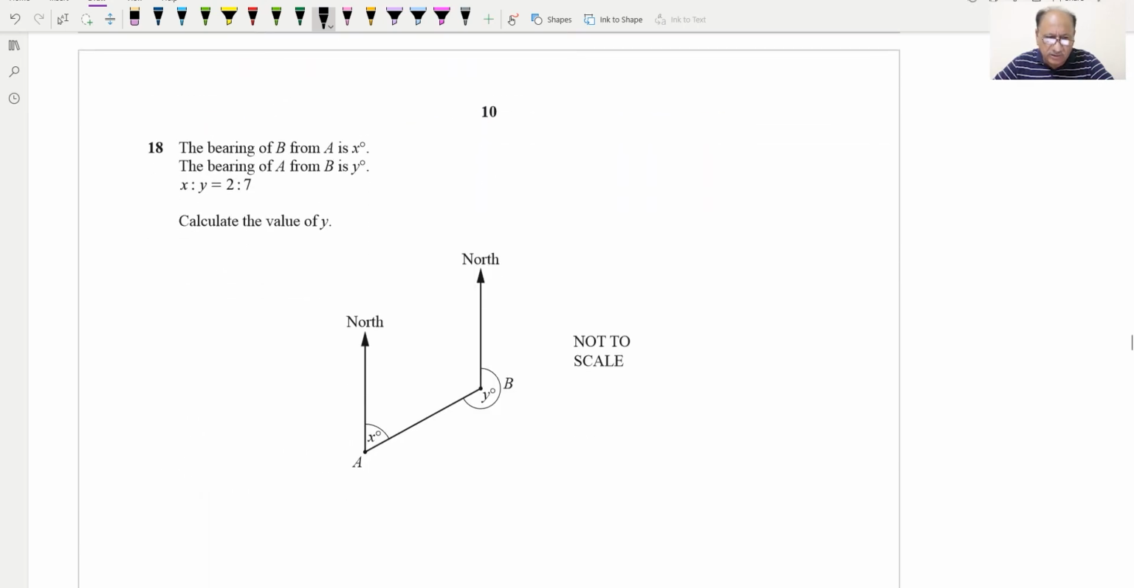Now question number 18 is a bearing question, and question 18 says the bearing of B from A will be this one, which is x, and the bearing of A from B is y, and x ratio y is equal to 2 ratio 7. Calculate the value of y, and the diagram is not to scale. So we need to calculate the value of y.